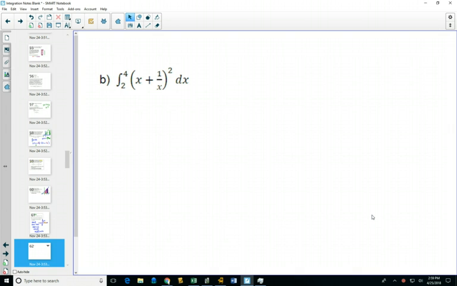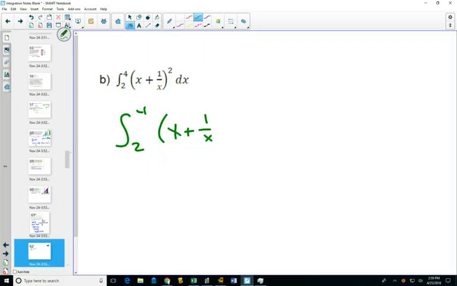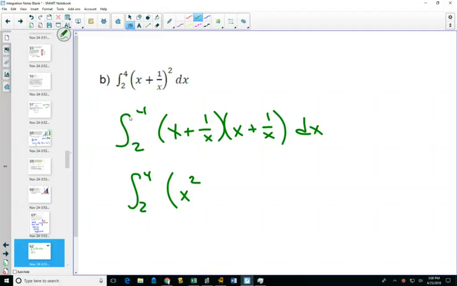So your best option is to think, well, what does (x plus 1 over x) squared mean? That means this, and I could multiply that out. That gives me x squared plus 1 plus 1 plus 1 over x squared. And each of those things separately is easy to integrate.